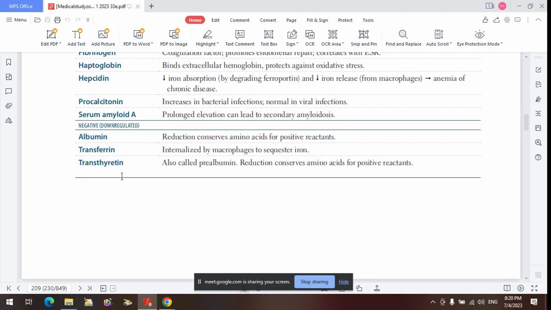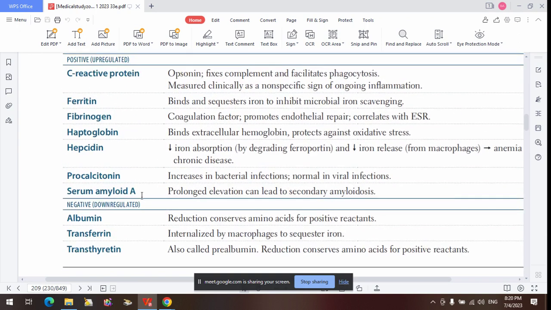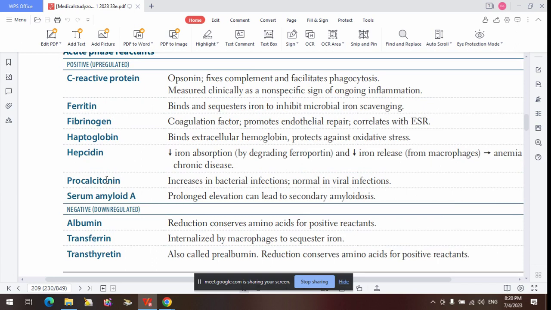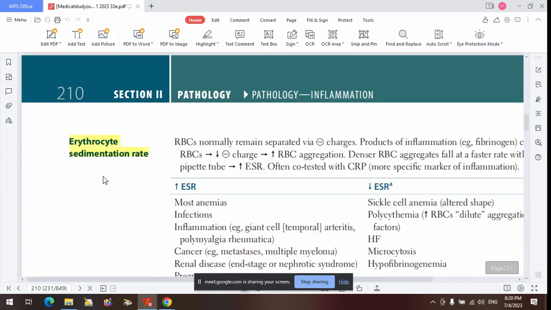Then we talk about the ones that are down-regulated. Almost all of them are actually down-regulated so that you can reduce the amino acids that are dedicated to their own production. So those amino acids that you are using to form them can be easily channeled to form the positive or the upregulated acute phase reactants.